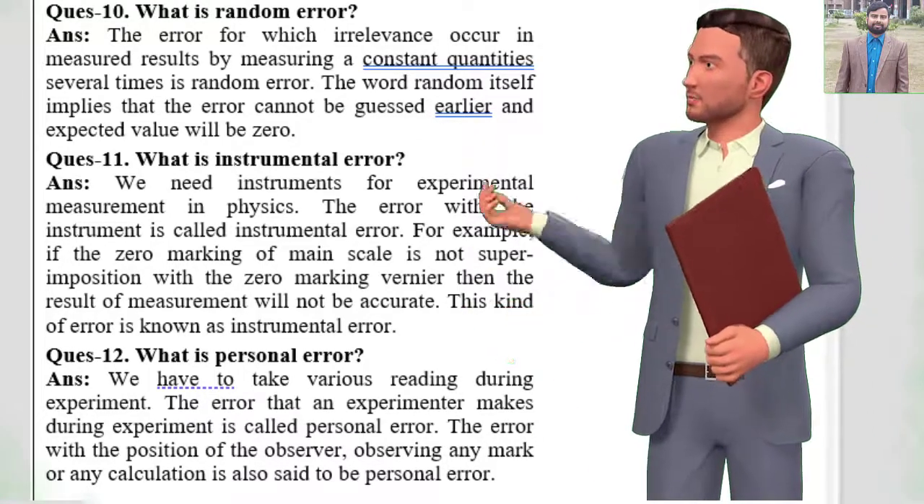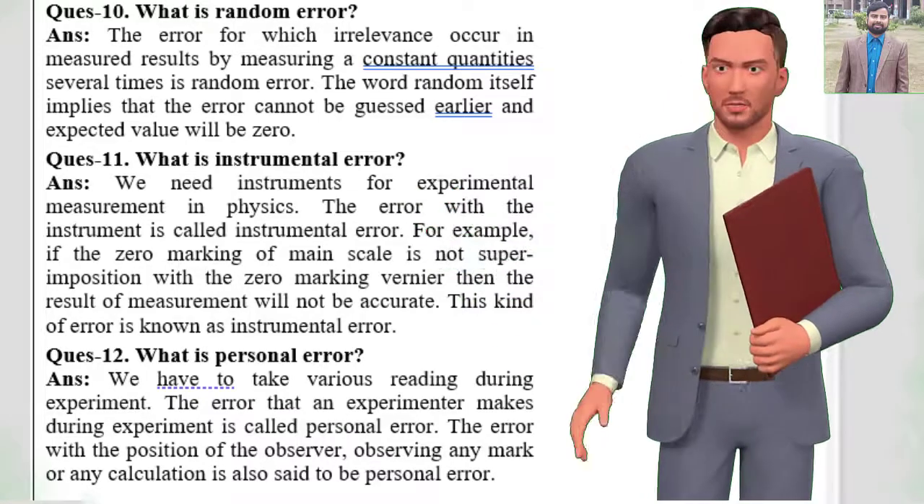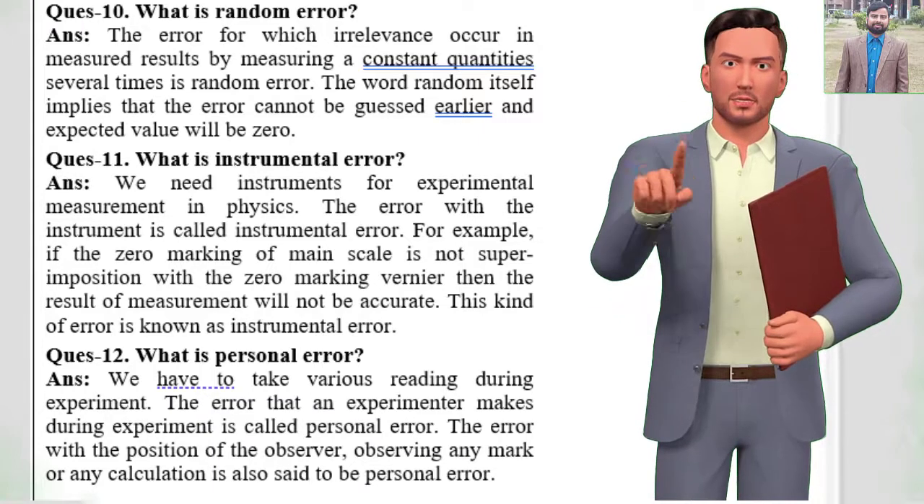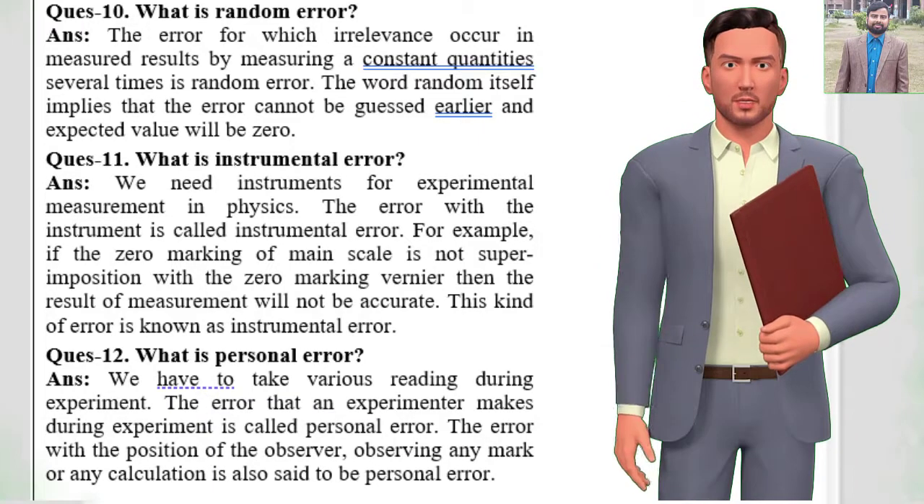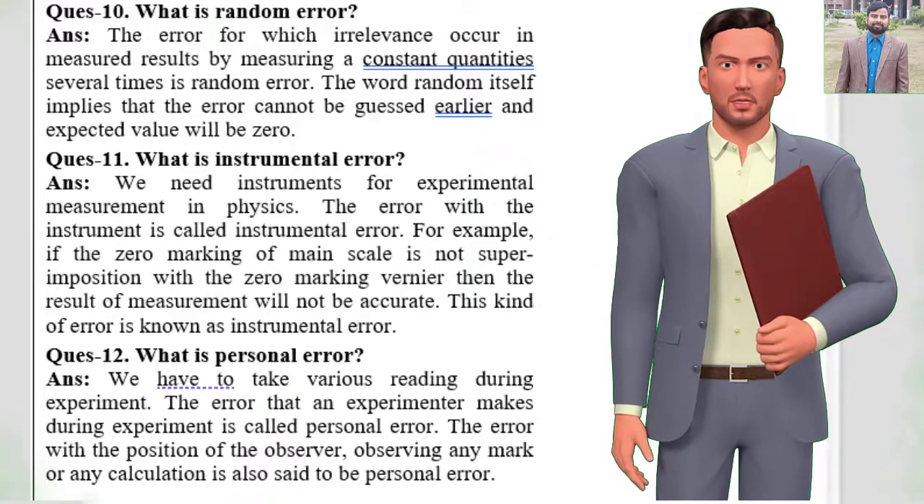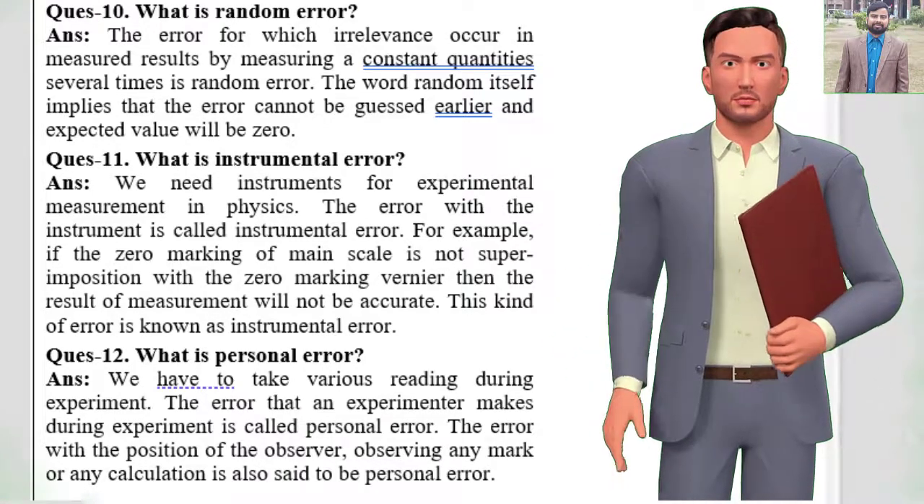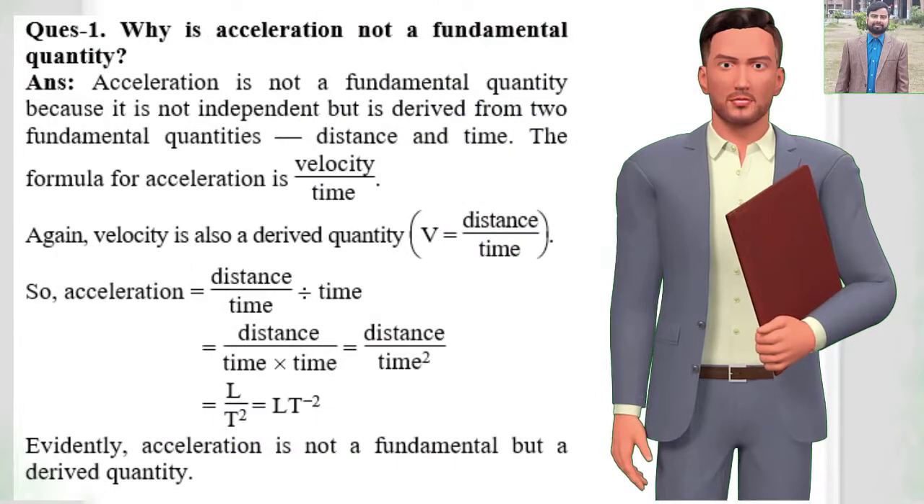What is personal error? ANS. We have to take various readings during experiment. The error that an experimenter makes during experiment is called personal error. The error with the position of the observer, observing any mark or any calculation, is also said to be personal error. QUES1. Why is acceleration not a fundamental quantity?